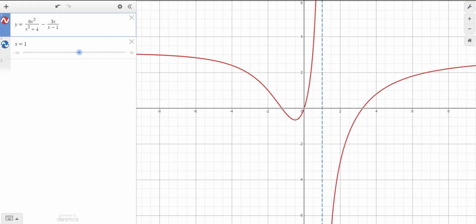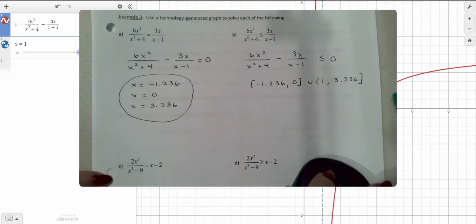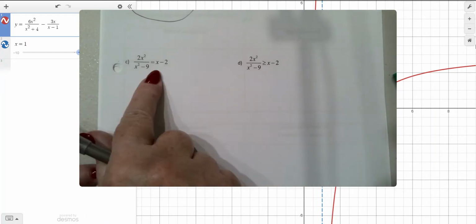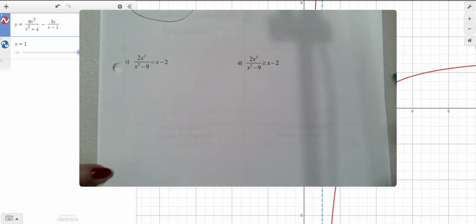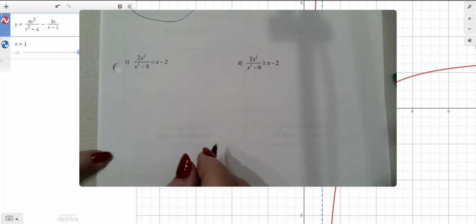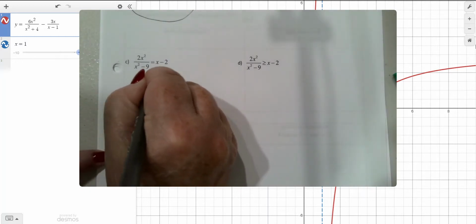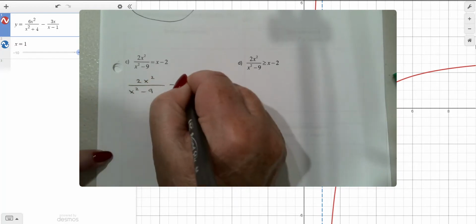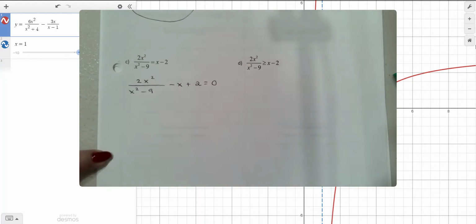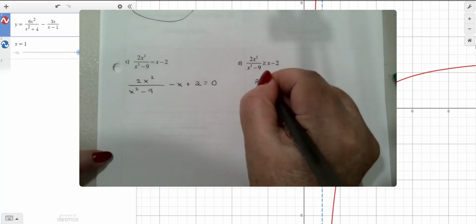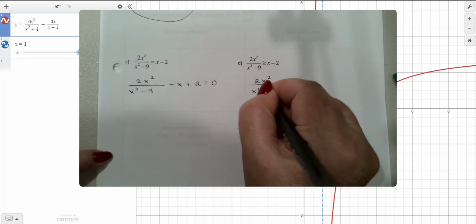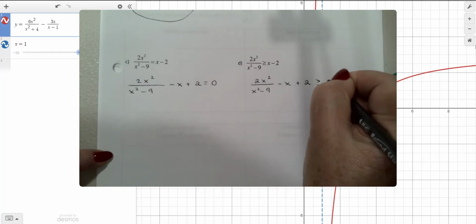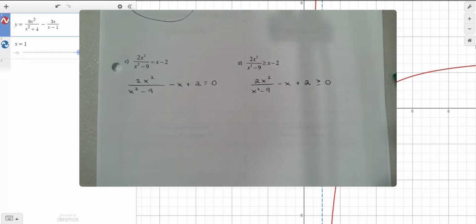All right, let's try another one. Again, I've got two similar or two related problems. I've got an equation, and then I've got an inequality. And once again, I would prefer to have 0 on one side. So let me write that right away. I'm going to subtract the x and add the 2 to get that equal to 0. And similarly with the inequality, subtract the x, add the 2 to get that greater than or equal to 0.